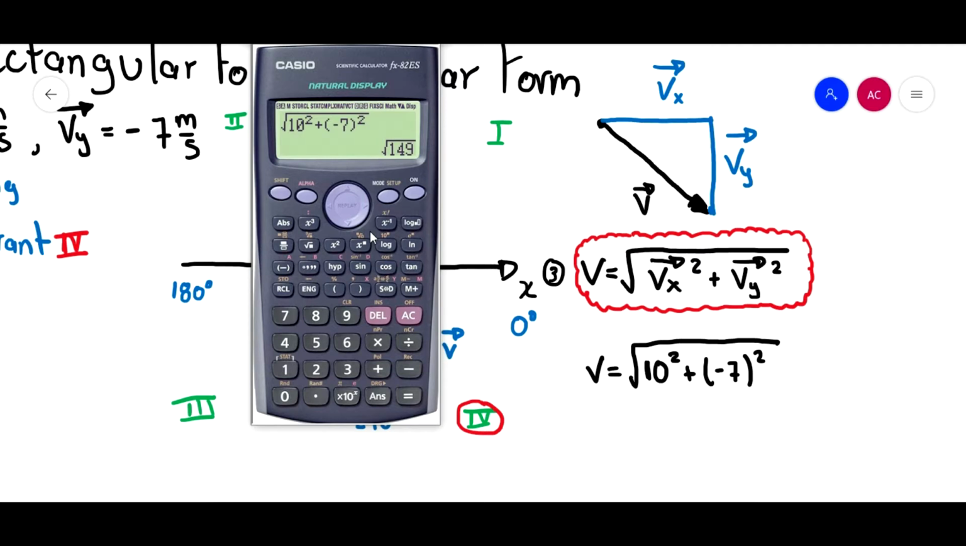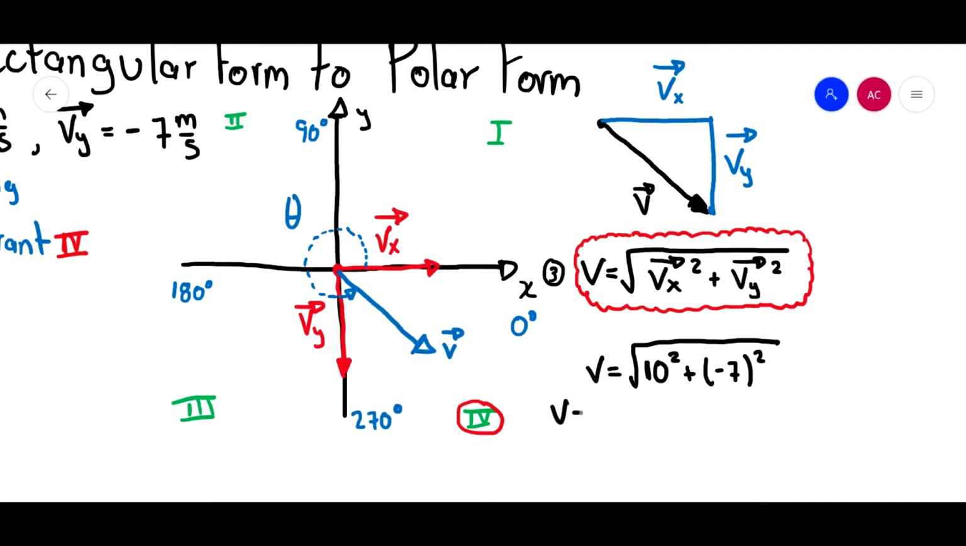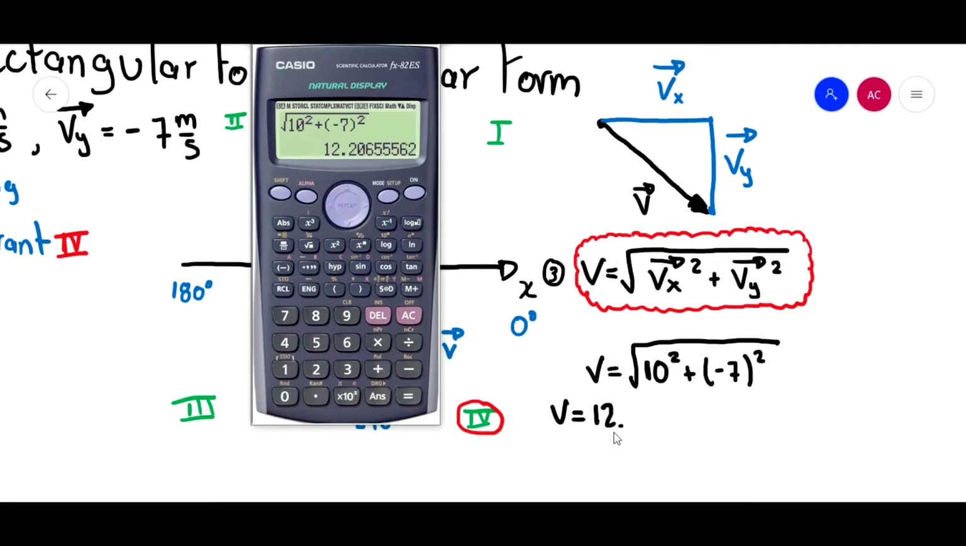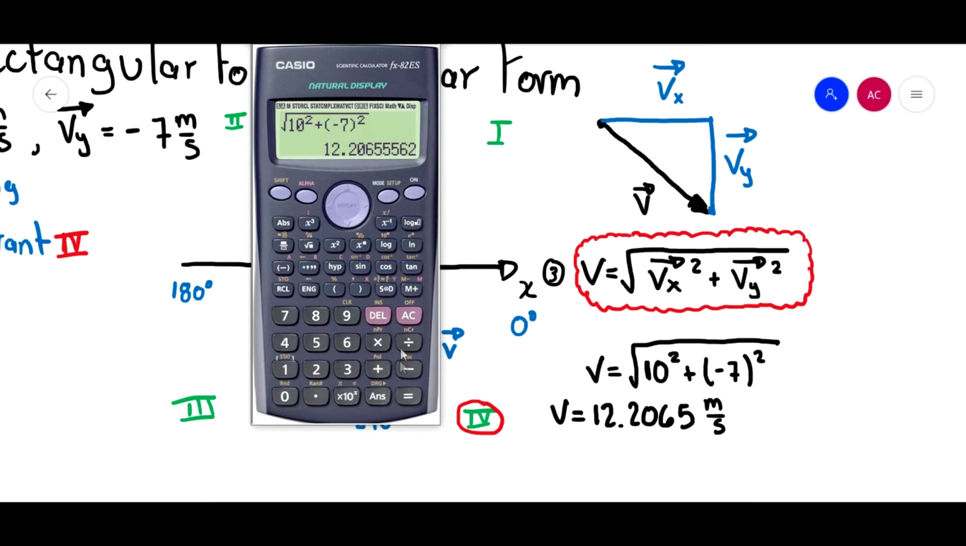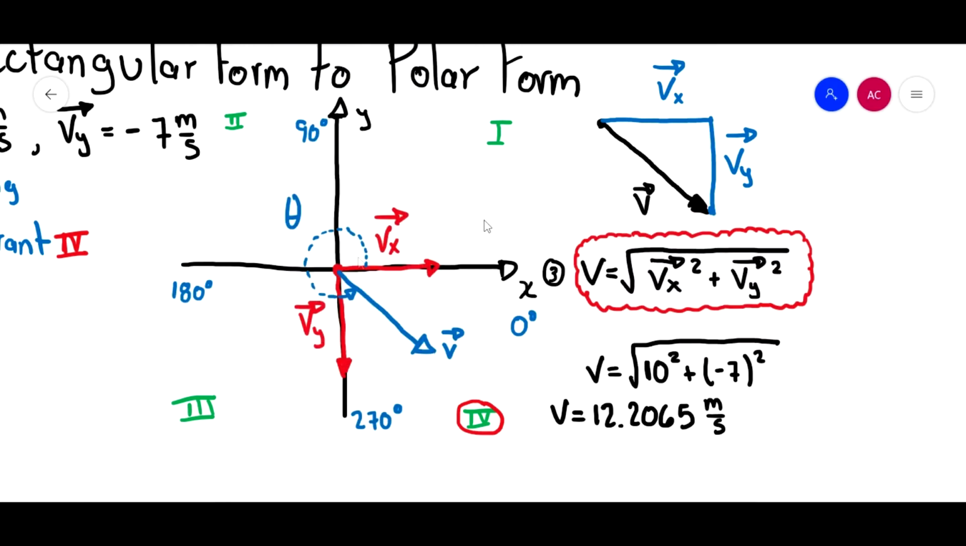That means that number is not an exact number, it's not a whole number. So with this S and D button, I press it and it gives me the decimal number, which is going to have infinite decimals. So let's write it. The magnitude equals 12.2065 meters per second. Okay, that's the number. I hope you have your calculator at hand, and if it's a calculator like this, you will not have any problems.